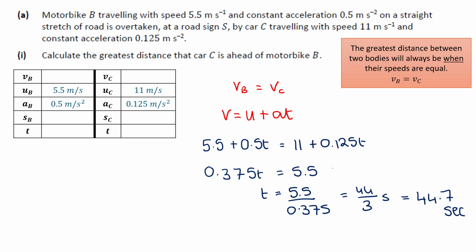So what we need to understand is when the time is 44 over 3, what is the distance traveled by both? And it's going to be the difference in that. Because C is ahead of B, that means SC is going to be bigger than SB. So we will find the greatest distance when SC take away SB, when they are at the same speed. So when time equals 44 over 3, and this is going to give us our greatest distance.